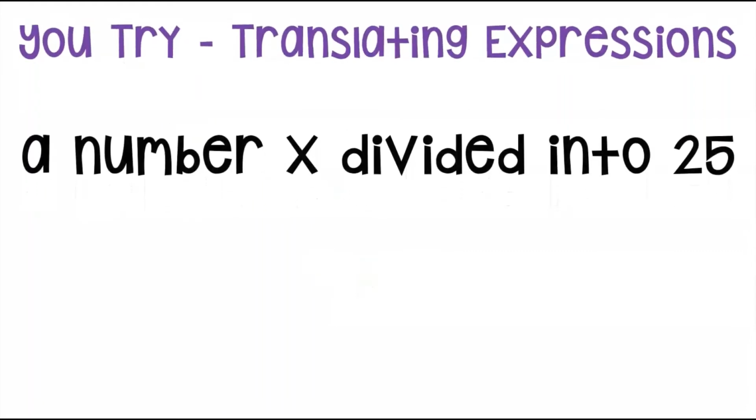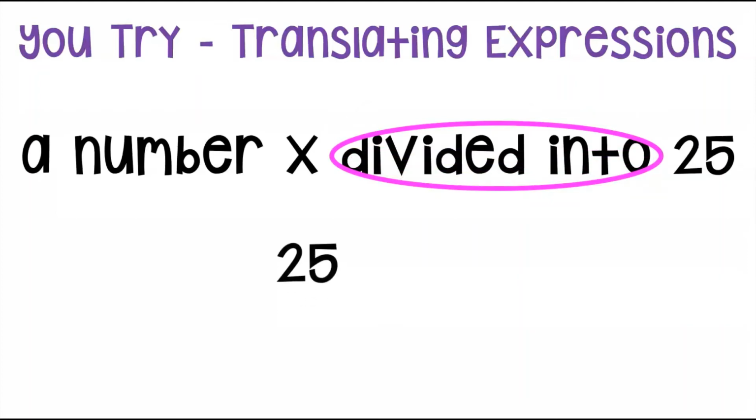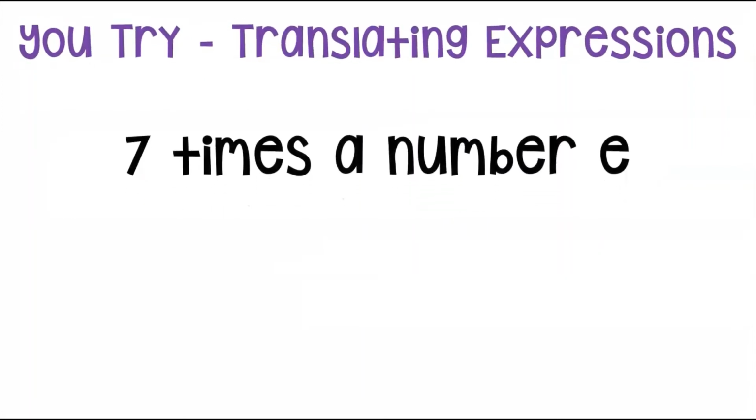All right, try this next problem. A number x divided into 25. So again, we're looking at what the keyword would be here, and that is divided into. X is going to go into 25, which means that 25 will be listed first, and it'll be divided by x. Remember, that can also be written as a fraction of 25 over x, because the fraction bar also represents division. Here's another one. 7 times a number e.